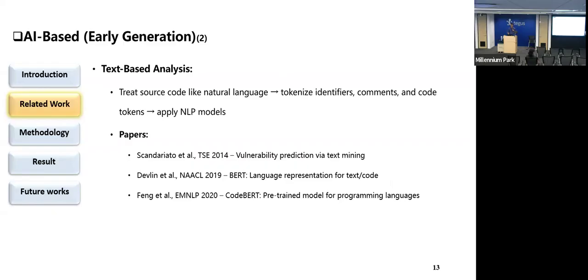Another way is text-based analysis. In this way, security experts treat source code like natural language. We see the code like a text, like a message, and then we tokenize all the identifiers and all the code, and feed all of the tokenized information to NLP models, natural language models, or other deep learning models that we have. The papers that you can see that are more interesting are listed here.